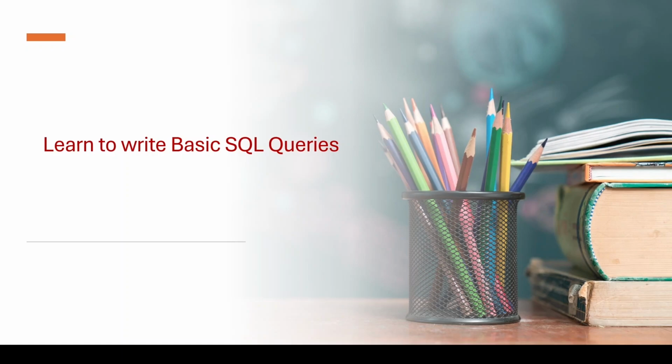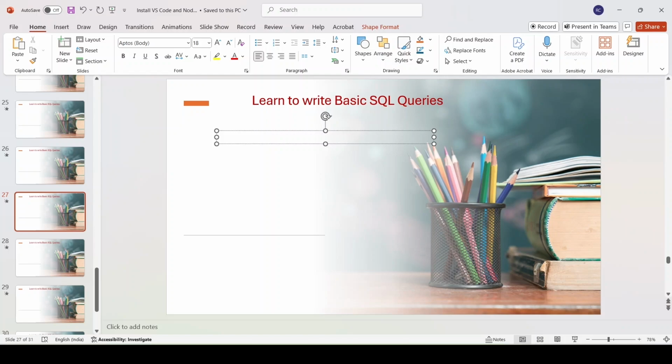Let us see the basic syntax of the select statement. It looks like: select column 1, comma, column 2 from table name. By writing this statement, we are asking to get column 1 and column 2 data from the table name. So we are retrieving data from specific columns in a table.